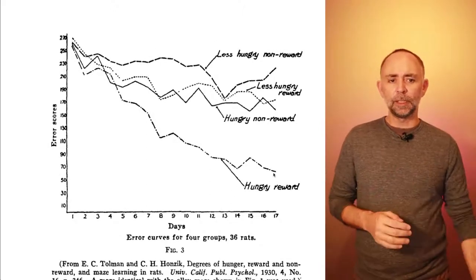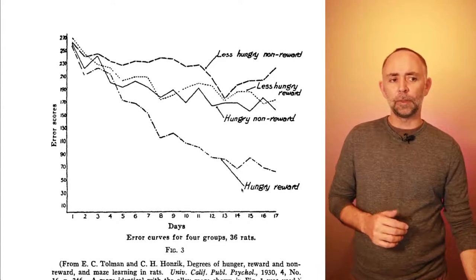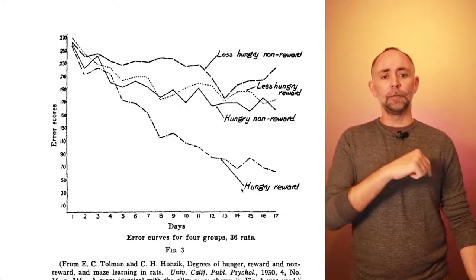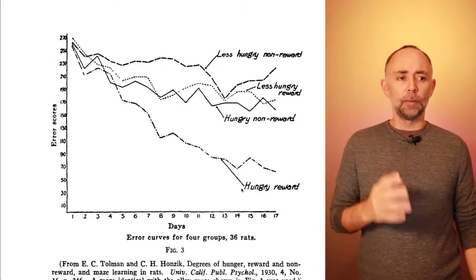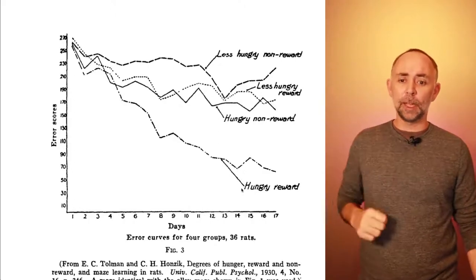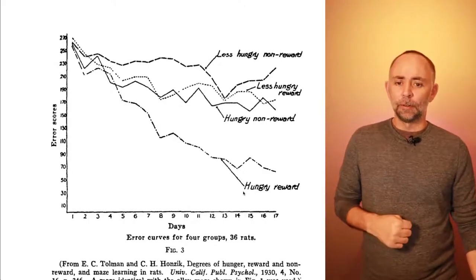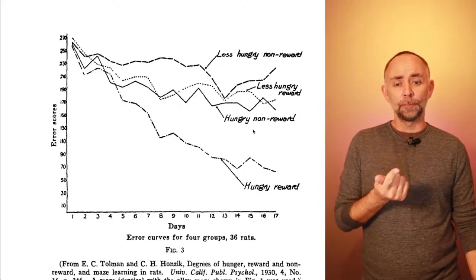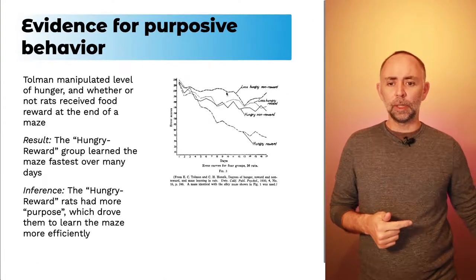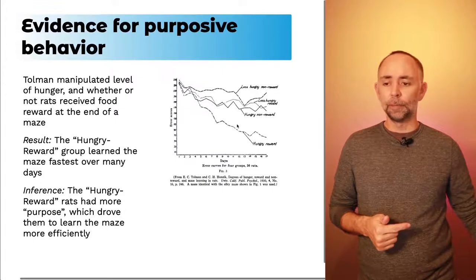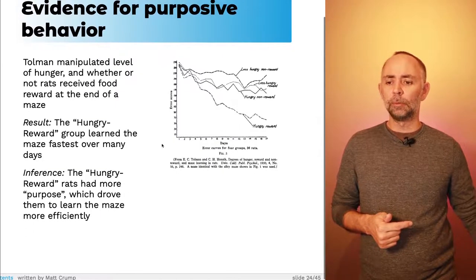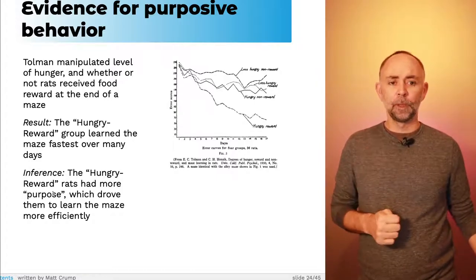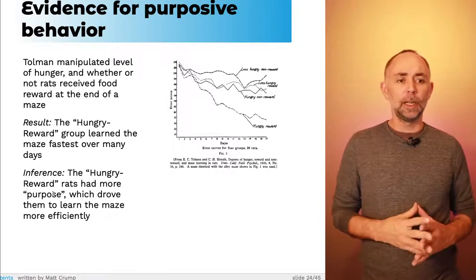Here's a little point to make. It seems that the group of animals that was hungry when they get in the maze and who received food reward at the end of the maze were the most motivated to learn how to get through that maze with the fewest errors. All these other groups either weren't hungry or weren't rewarded, and they don't really learn as much over time. So the inference that Tolman makes is that the hungry reward group had more purpose, and that purpose drove them to learn the maze more efficiently.